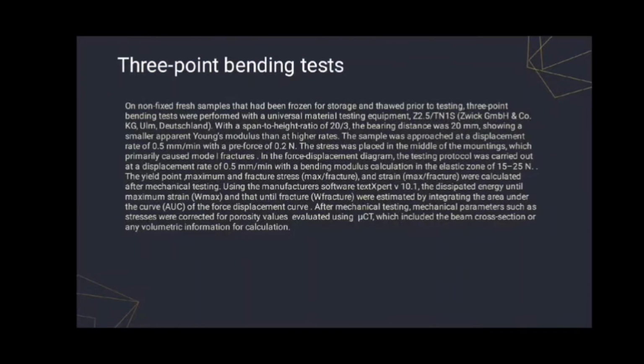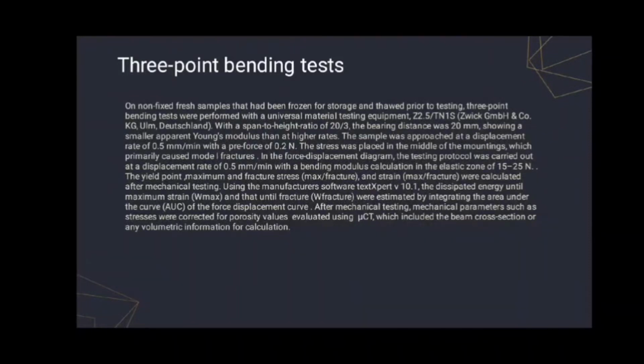3-point bending test. On non-fixed fresh samples that had been frozen for storage and thawed prior to testing, 3-point bending tests were performed with a universal material testing machine. With a span to height ratio of 20/3, the bearing distance was 20 mm, showing a smaller apparent Young's modulus than at higher rates. The sample was approached at a displacement rate of 0.5 mm per minute with a pre-force of 0.2 Newton. The stress was placed in the middle of the mountings, which primarily caused mode 1 fractures.